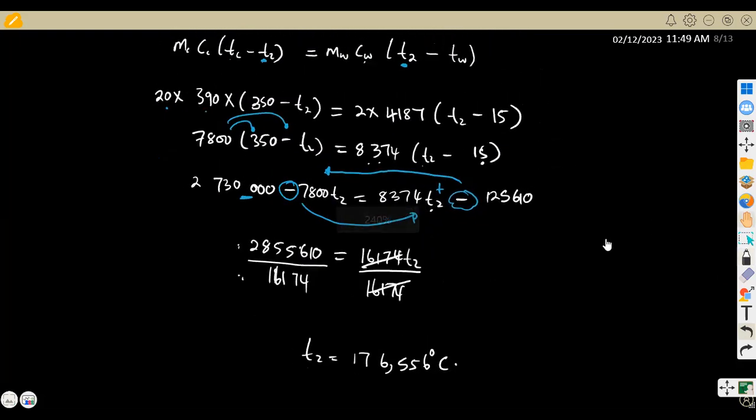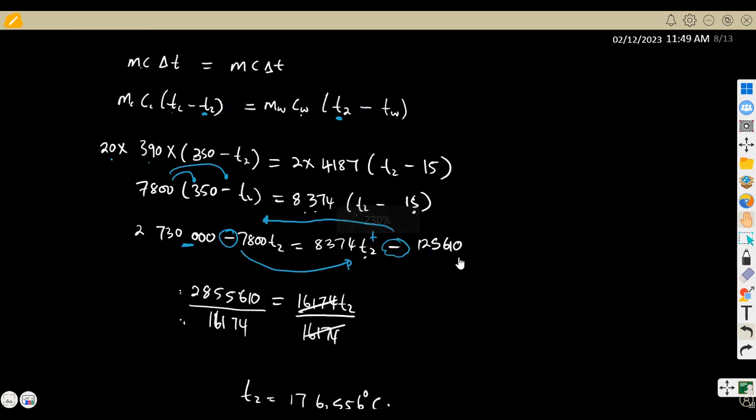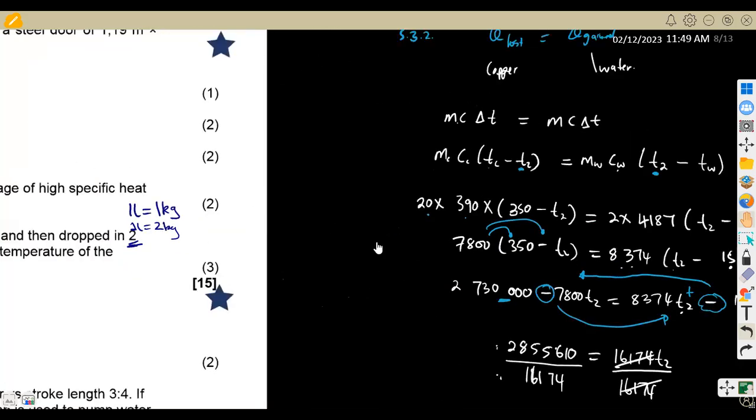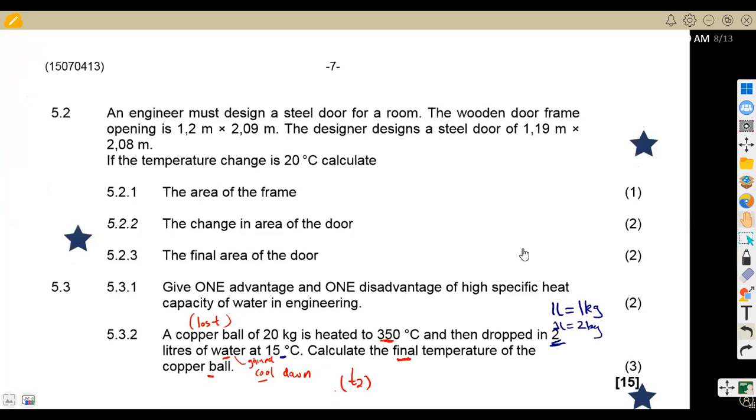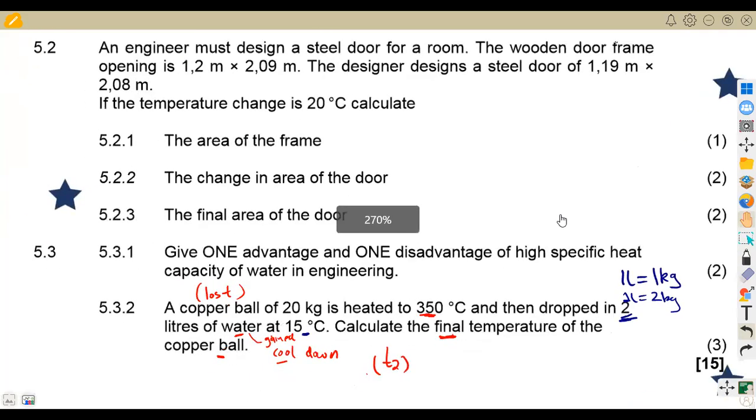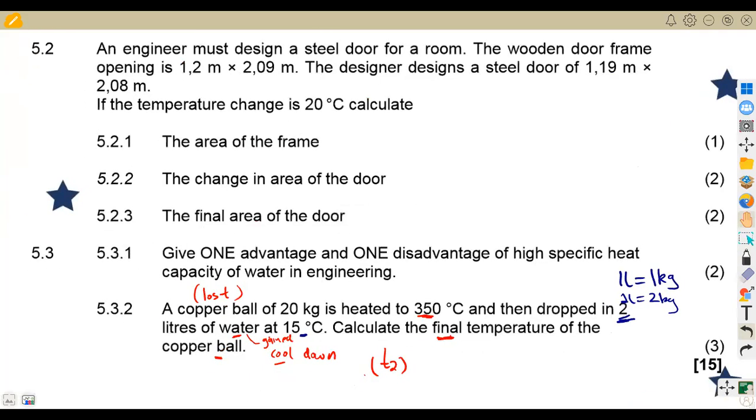So that was our question, question 5.32, having 3 marks, and the total of question 5, which was on heat, carried a total of 15 marks. That's a lot in an exam. So I want you to revise as many question papers as possible before you write your final exams.